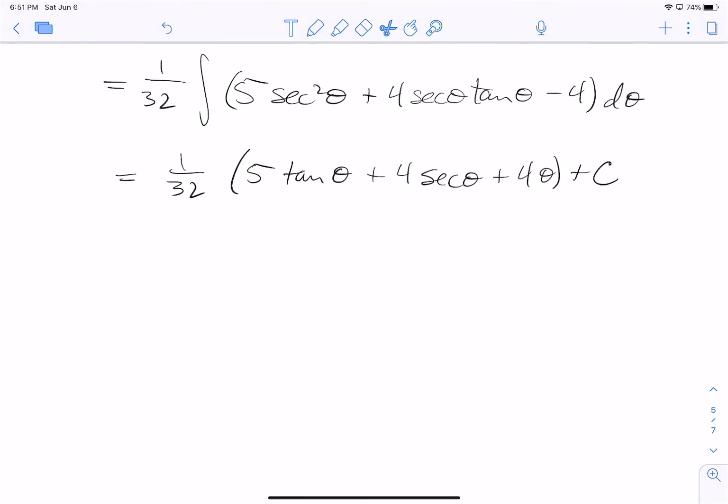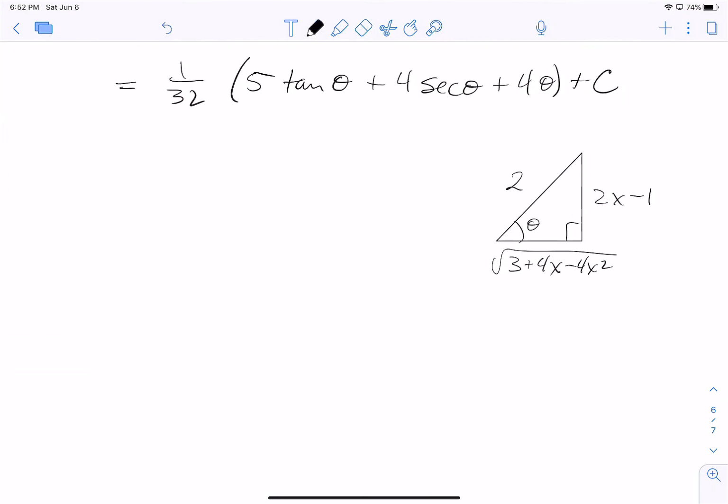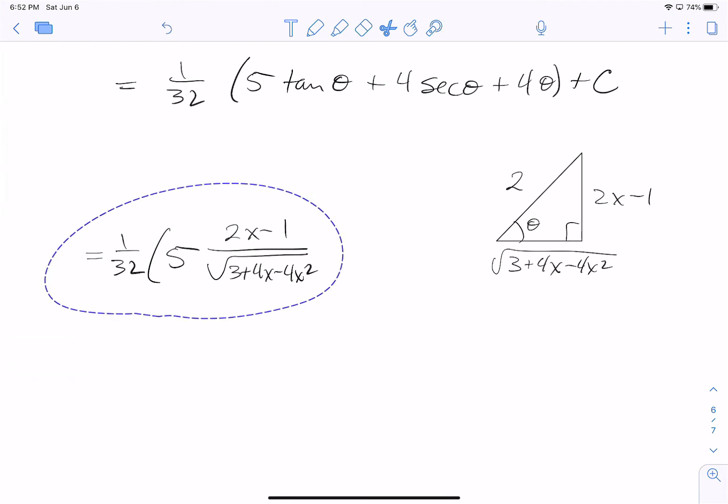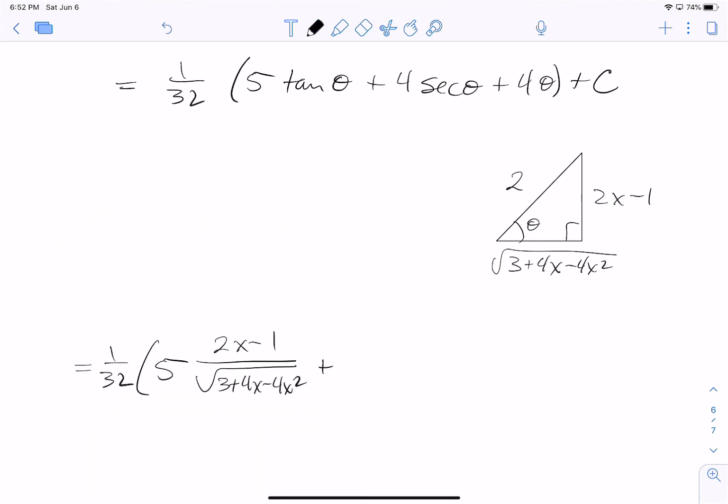We again need to express our answer in terms of x, and so I will again bring to mind the triangle that we had. 1 over 32 times the quantity 5 times tangent theta, which is (2x minus 1) divided by the square root of 3 plus 4x minus 4x squared. Secant theta is 2 over that square root. The secant theta has a coefficient of 4, and so we write plus 8 divided by the square root of 3 plus 4x minus 4x squared.